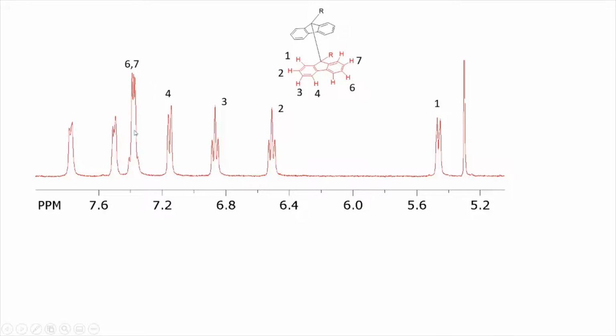They will merge together. And why these are 6 and 7, and how they are different, that's what you can determine through the COSY 2D NMR. And this is number 5, and the last one is number 8. So let's go to the COSY 2D NMR to see how they are identified or correlated.